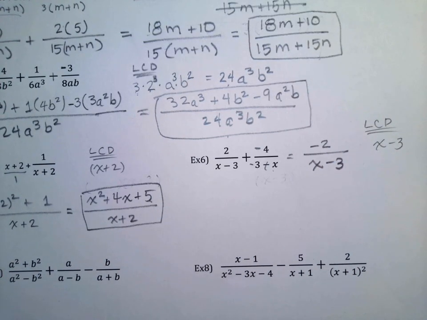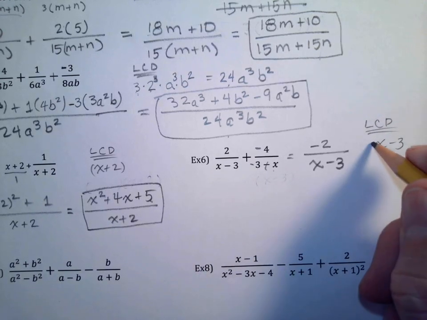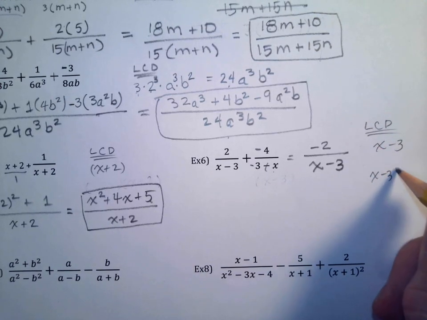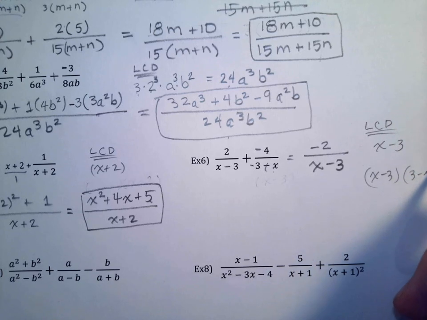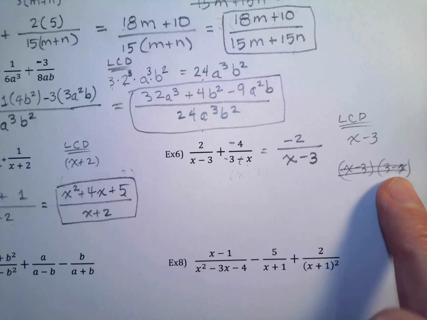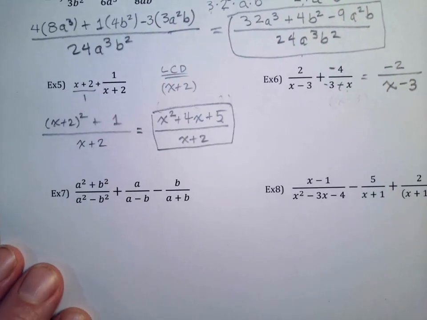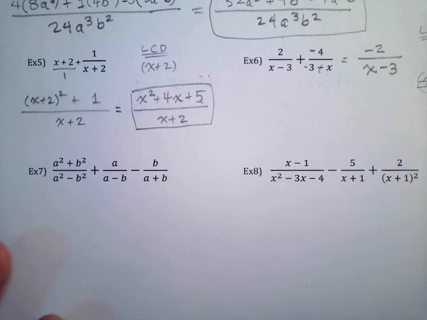Much easier than if you had tried to use these both in here and had done x minus 3 times 3 minus x. That makes the problem so much more complicated. You don't want to do that because those are not different factors. Okay, they're the same factor. They differ by a negative 1. So as far as LCDs go, they're the same.